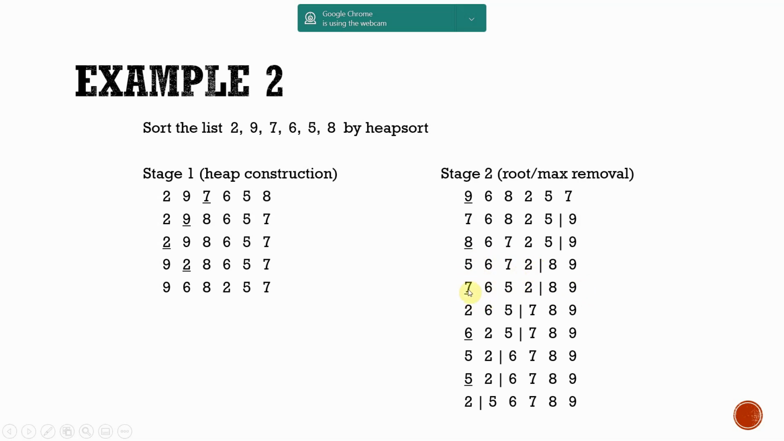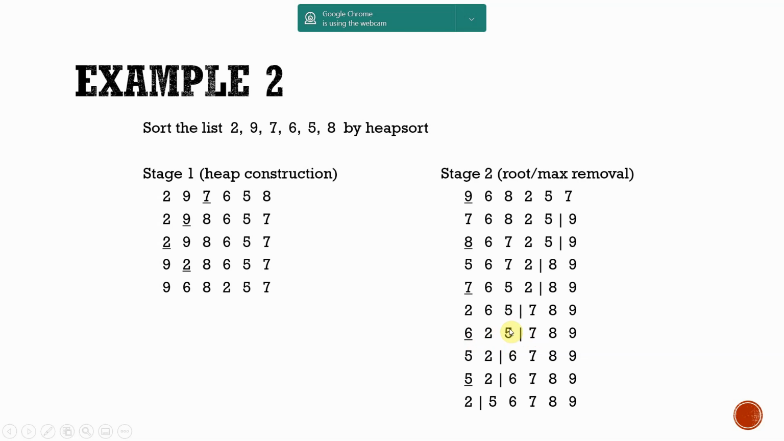7 is removed, right? 7 is going to go to the sorted section. 2 is going to replace it. We compare, now we have only 3 nodes left in the heap. 6 and 5 are the children of 2. 6 is the largest child, so 6 is going to replace 2, right? And this is our new heap, right? We remove 6. It's going to go to the sorted section.